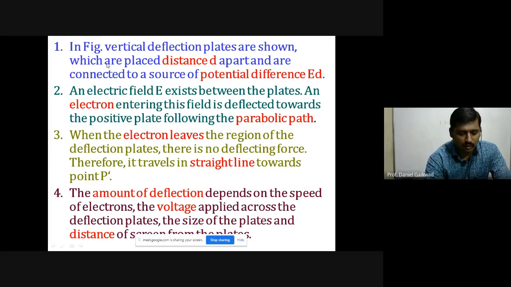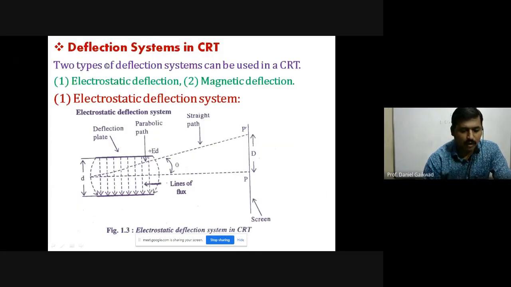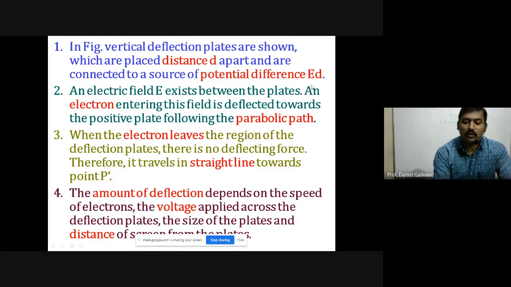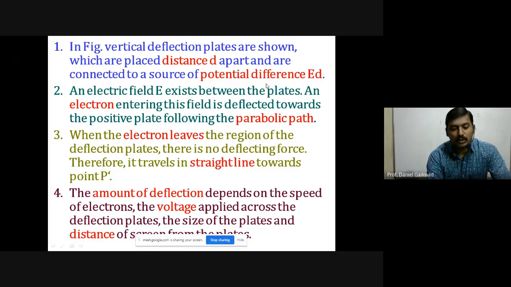So in the diagram we have the very first point. In the figure, vertical deflection plates are shown which are placed a distance d apart and are connected to a source of potential difference E into D. So E is the electric field intensity and D is the distance. That much amount of potential is V. V is equal to E into D.